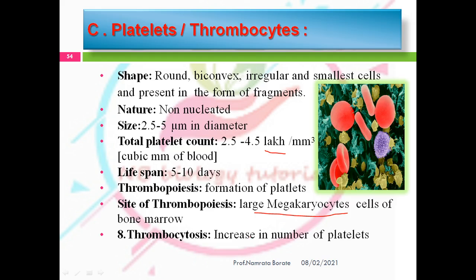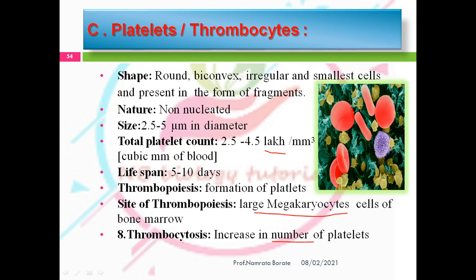The next one is when the number of the platelet cell is increased, it is called thrombocytosis. When the number of the WBC cell is increased, it is called leukocytosis. When the number of the RBC cell is increased, it is called polycythemia.